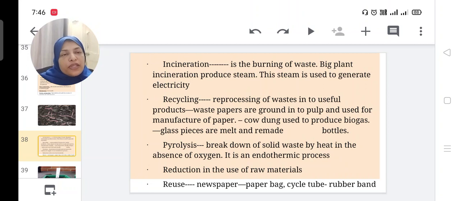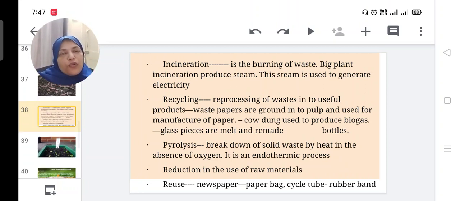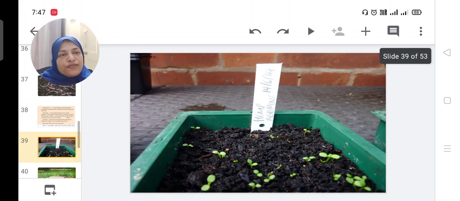Then the next method is reuse. Newspaper can be used to make paper bags. Then cycle tube: a waste cycle tube can be used to make rubber bands. Have you seen the black rubber band? That is prepared from the old cycle tube. These are the methods of waste management. That manure is used for cultivation.